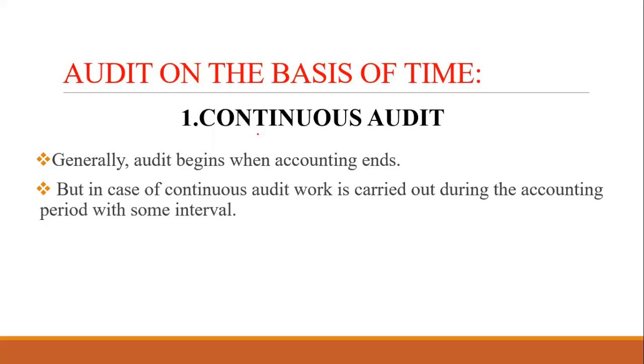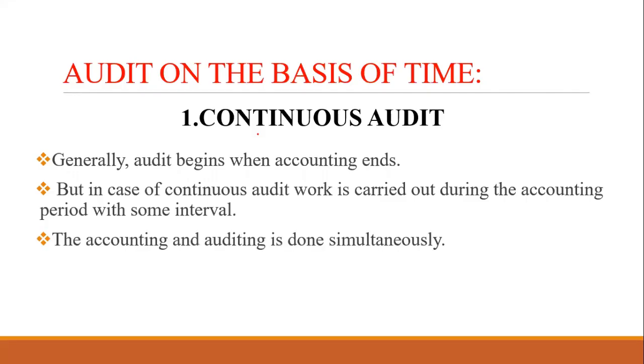But in case of continuous audit, work is carried out during the accounting period at some interval: every week, every month, every quarter, every half year. Within the same year, you will keep doing auditing. It is done basically by companies which are huge in size, because recording all transactions at the end of the year is very difficult. So after every short interval, the auditor will come and keep checking and auditing the accounts. Accounting and auditing are done simultaneously.